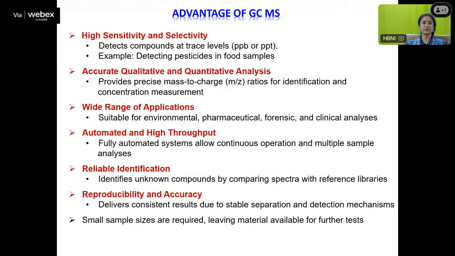And actually one more important point is small sample size. So you can imagine only 1 microliter or 2 microliter of sample is required for analysis in GCMS, which can give you a very good signal. So a very small sample size is required.